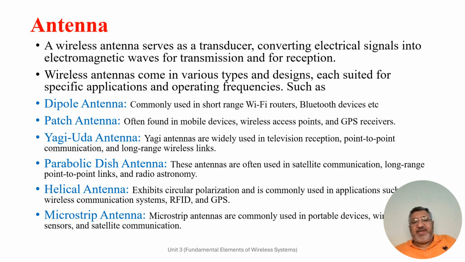Parabolic dish antenna. A parabolic dish antenna has a curved parabolic reflector that focuses incoming or outgoing electromagnetic waves to or from the central feed element located at the focal point. These antennas are often used in satellite communication, long-range point-to-point links, and radio astronomy.